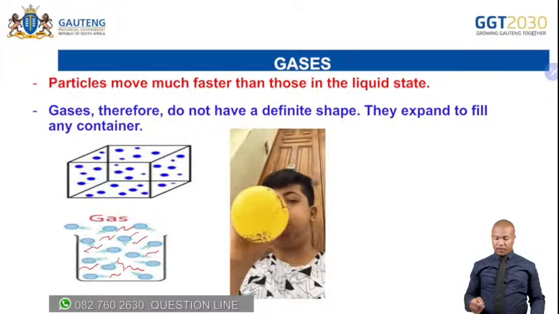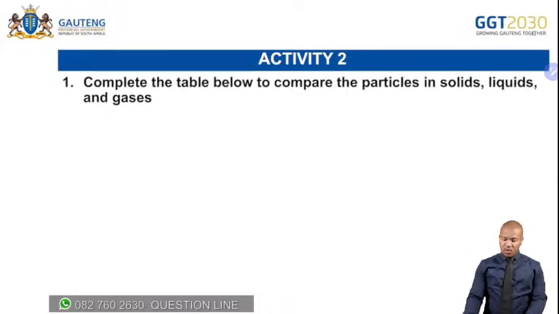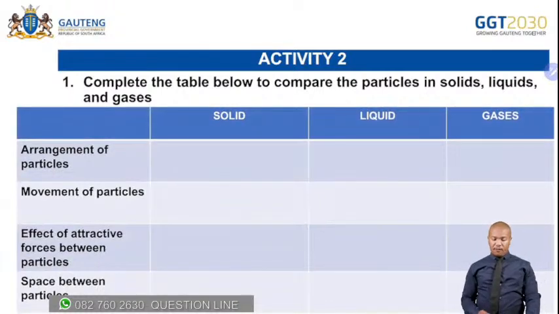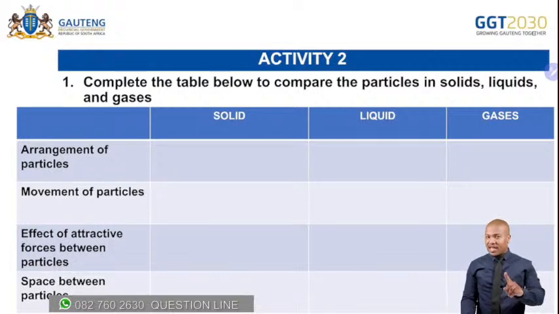So now let's move on. Activity 2. This one also I'm going to give you 5 minutes to complete. So you have this table. You just need to fill in the arrangement of particles for solid, liquid, and gas, movement of particles for solid, liquid, and gas, effect of attractive forces between particles for solid, liquid, and gas, then the space between particles for solid, liquid, and gas. Let's meet again in 5 minutes.